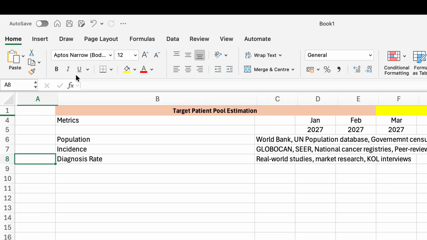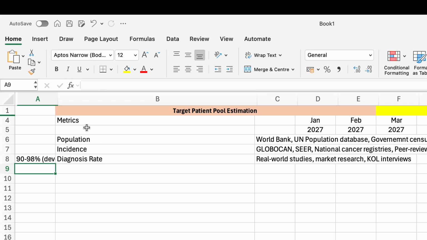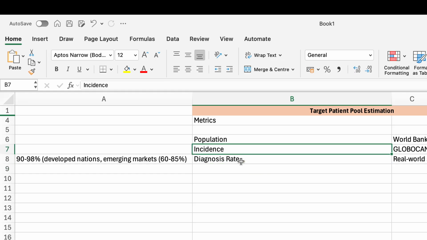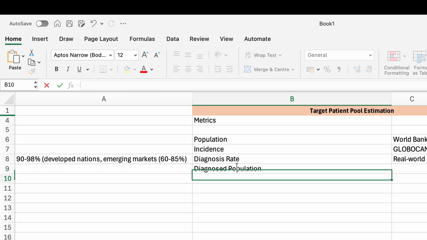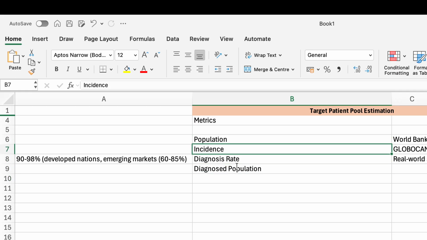Then mostly for the developed nations, right? The diagnosis rate is 90 to 98%, we assume, for developed nations. And if these are your emerging markets, then we mostly consider somewhere around 60 to 85%. Then you know the diagnosed population, right? You multiply incidence rate with the diagnosis rate and you get your diagnosed population, right? So this is your top layers.